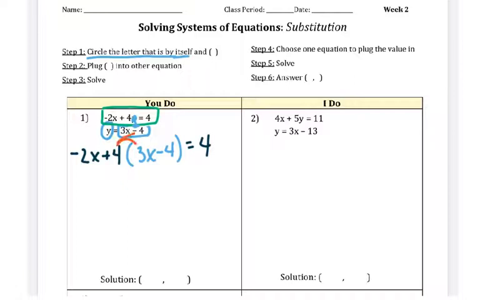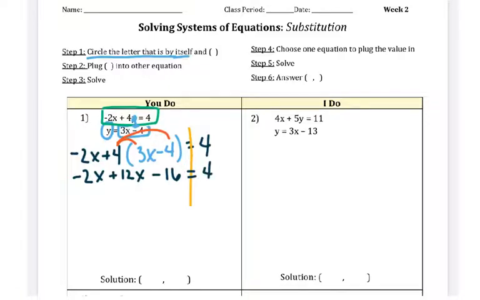So to solve, we always start by distributing. I'm going to draw a border to help us out a little bit here. So we have a negative 2x that gets to stay. 4 times 3 is 12 with an x. 4 times negative 4 is negative 16 equals positive 4.